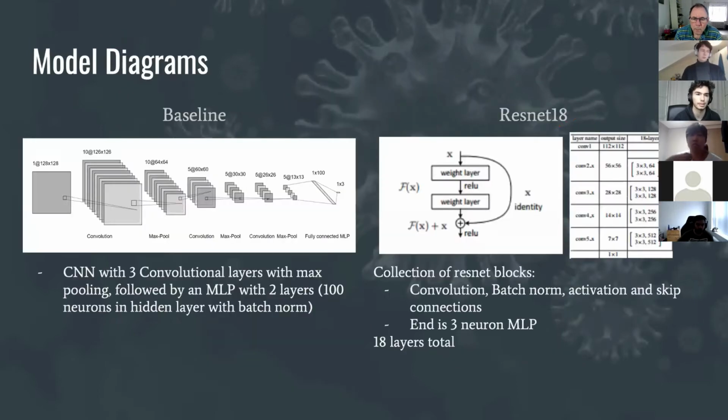So these are the two models that depend on the face detector. The first one, the baseline, is a CNN with 3 convolutional layers followed by 2 fully connected MLP layers, whereas the second one, ResNet 18, is a model with 18 convolutional layers followed by a fully connected layer.